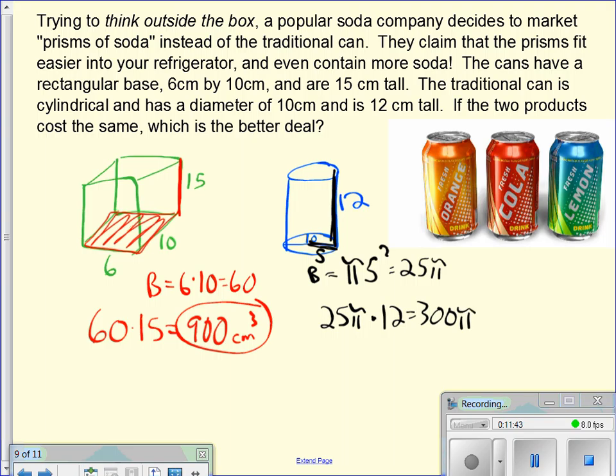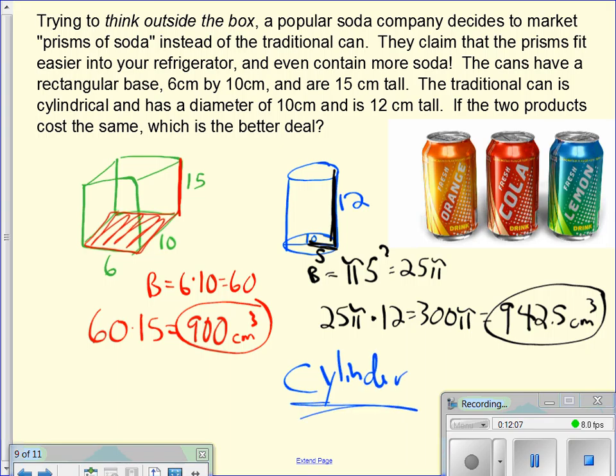And you might look at that and be like, oh, what's bigger? You can't tell because there's pi in there, so you have to multiply it out, and you get approximately 942.5 cubic centimeters. So the question of which one's the better deal, it is your cylinder, the traditional can of soda. It's just going to hold more soda. I mean, unless you like the crazy looking rectangular prism can, in which case you'd be a little crazy.